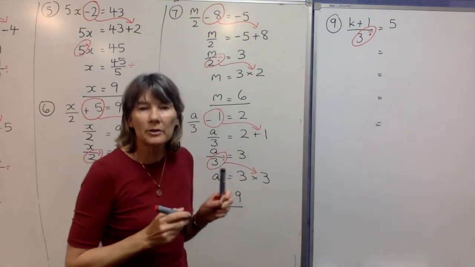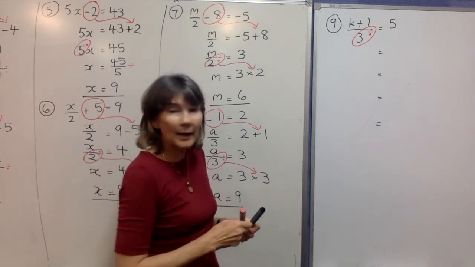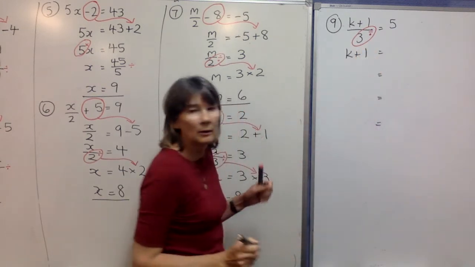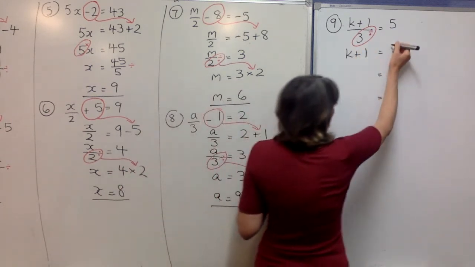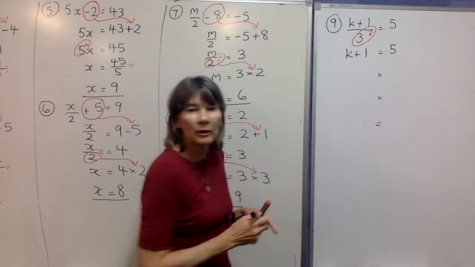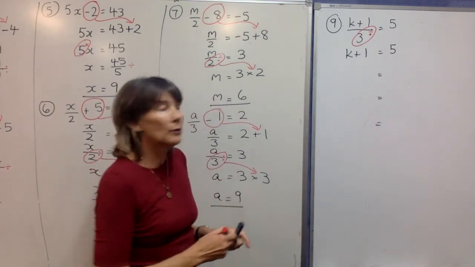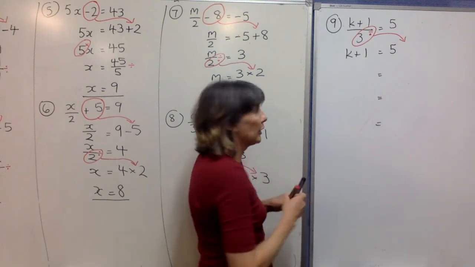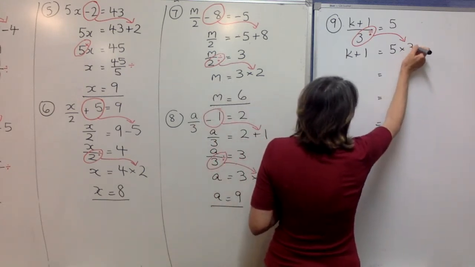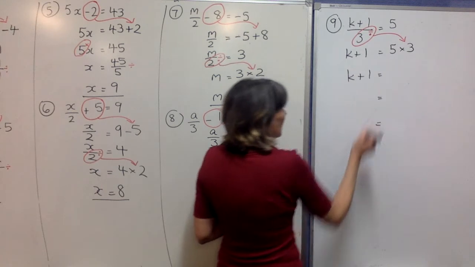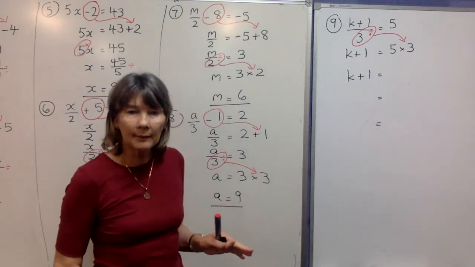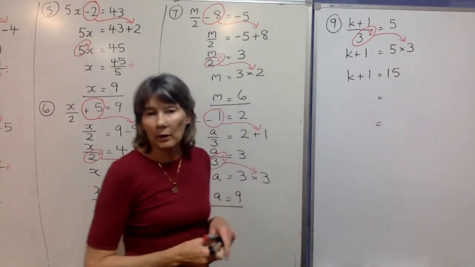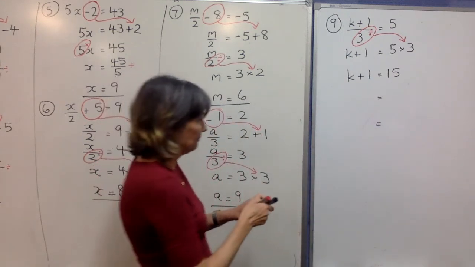Remember the fraction bar is divided by. So if we get rid of that, we'll be left with k plus 1 on the left-hand side. We're copying what's on the right, which is 5. And now we're doing the opposite of divided by 3, which is times by 3. So let's copy your k plus 1 and work out 5 times 3. That's 15. And now you can get rid of your best friend, which is your plus 1.